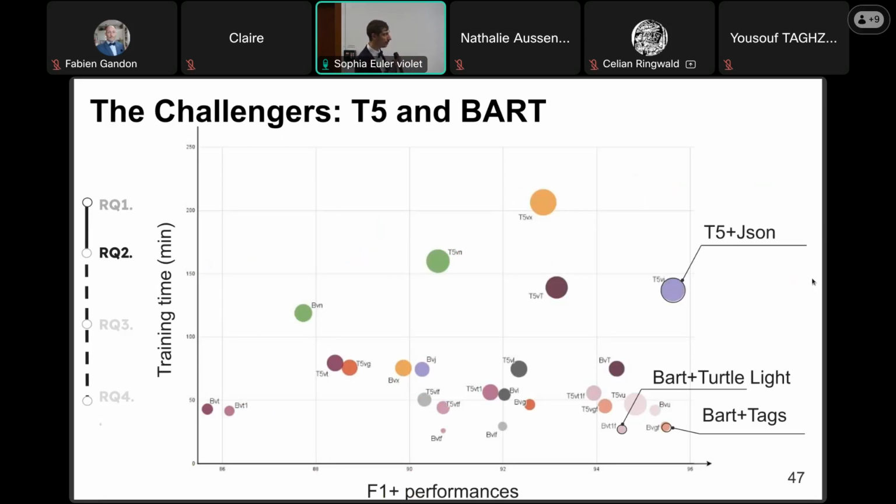Aside from that, below all these configurations, we can find 2 specific syntaxes: BART using the tag syntax, and BART plus Turtle Lite. Both of them seem really cost efficient to train, and lead to really good performance too. But in our case, we prefer to use Turtle Lite as it is closer to the RDF specifications.